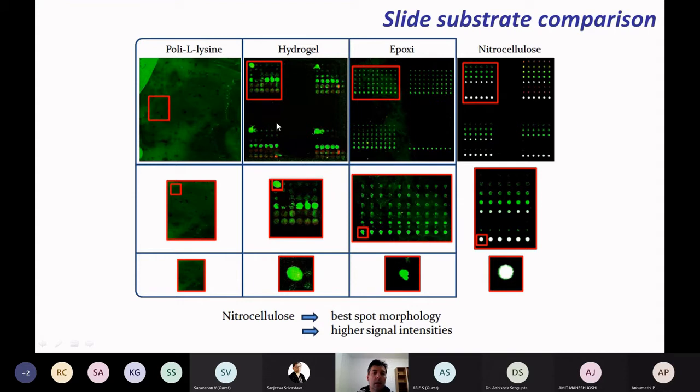For example, for poly-L-lysine and hydrogel, the spots are not homogeneous, and even the poly-L-lysine is not recommended for printing of proteins, at least in our conditions. In contrast, epoxy produces good immobilization, but nitrocellulose is the best surface for the printing of proteins, also maintaining the three-dimensional structure. So this is an example of the different surfaces that need to be tested to be sure that our printing conditions are the best for our custom protein.